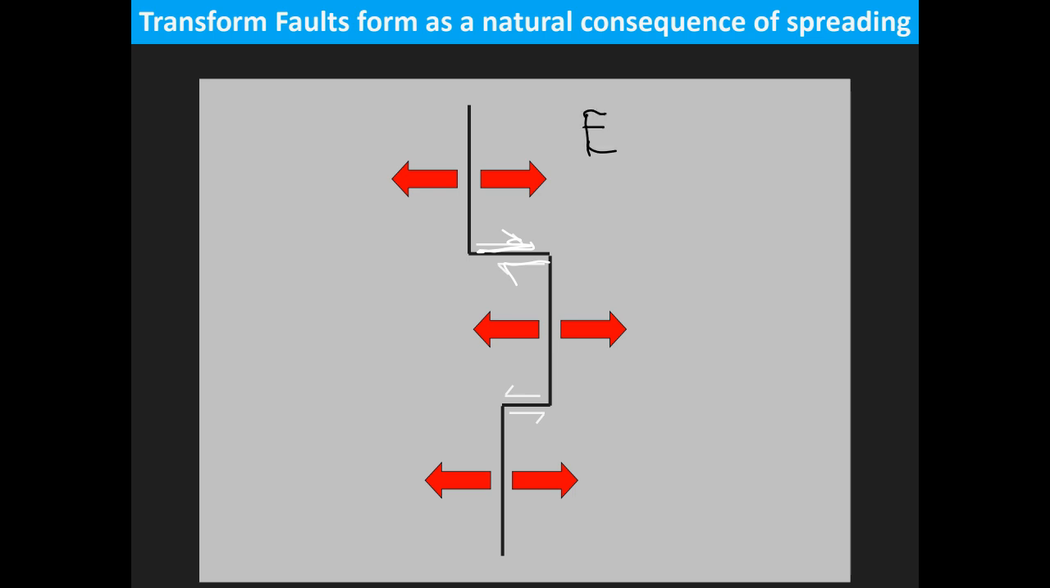In this transform boundary, there is no creation nor destruction of the crust. Again, remember in divergent boundary, like here, for example, we have creation of the crust. Along convergent boundary, we have destruction of the crust. Along transform boundary, however, there is no destruction, there is no creation of the crust.